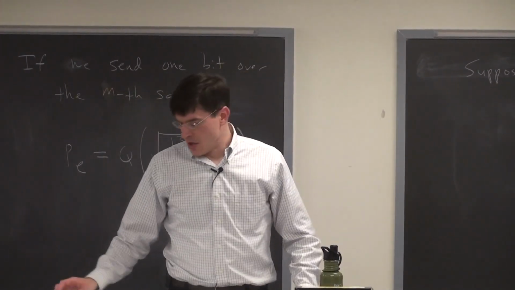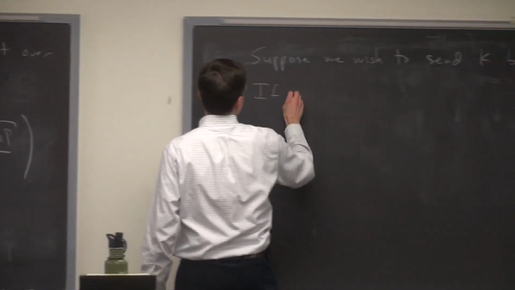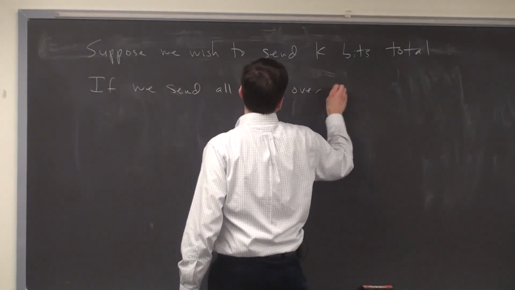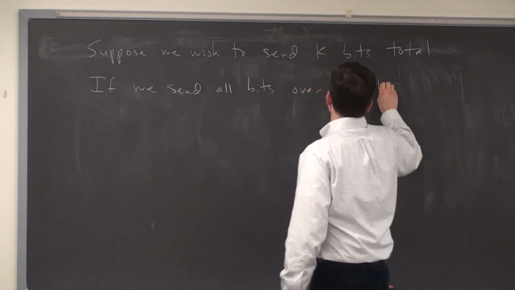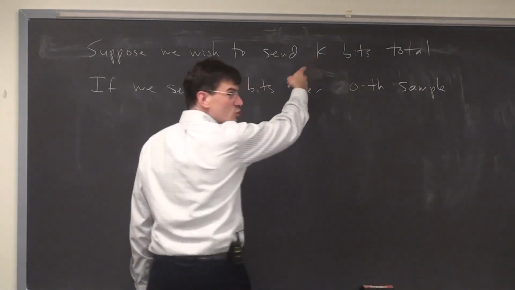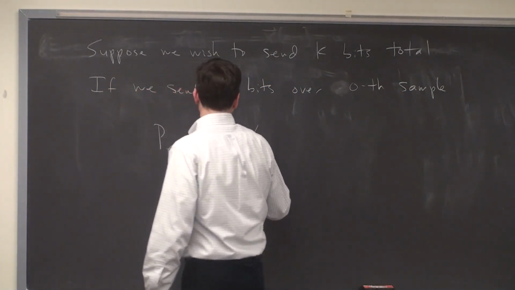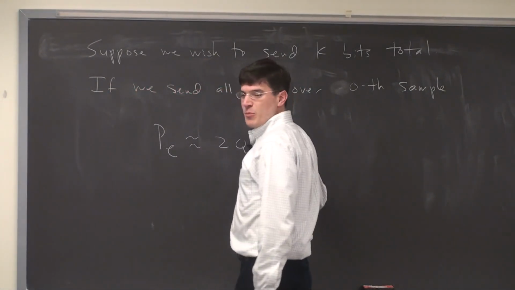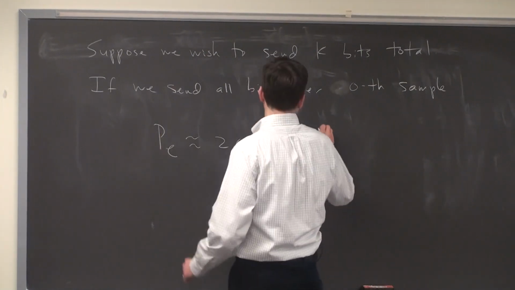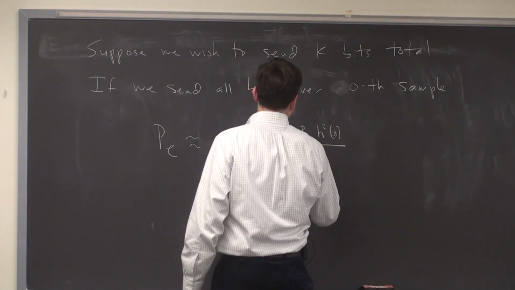If you send all k bits over the 0th sample using PAM, using 2 to the k-array PAM, the error probability is going to be about 2Q. And remember our error probability for PAM: it's got 3 times the power, which is NP, h squared 0, divided by 2 to the 2k minus 1, N.